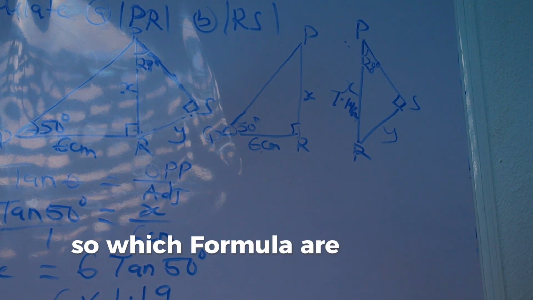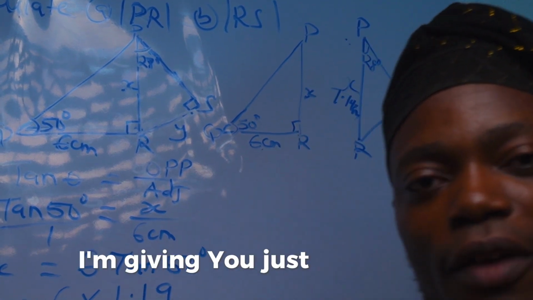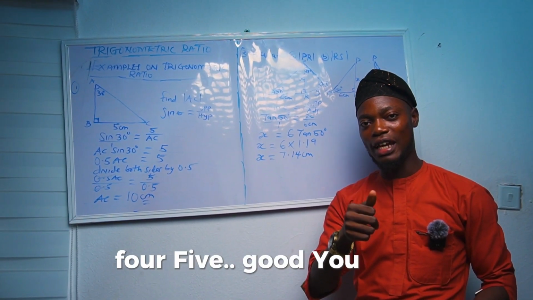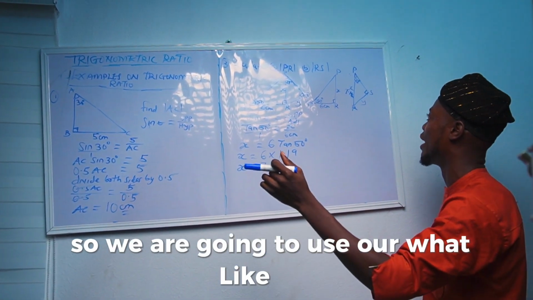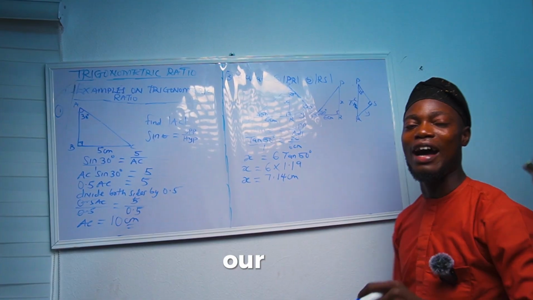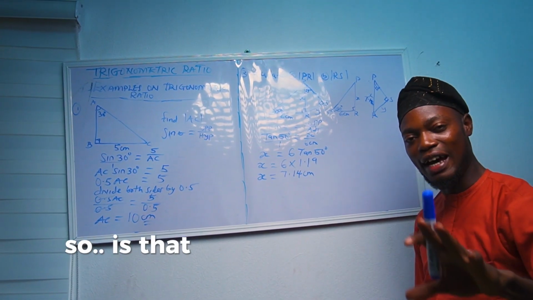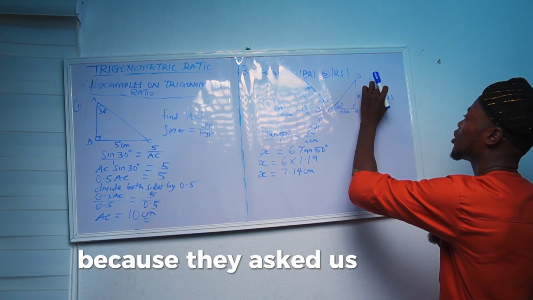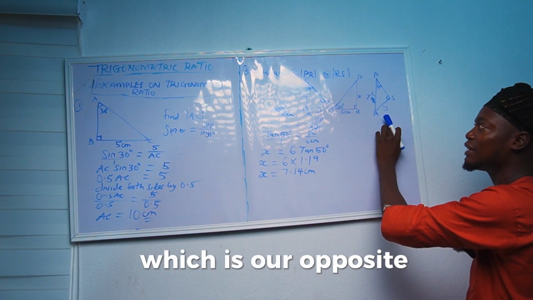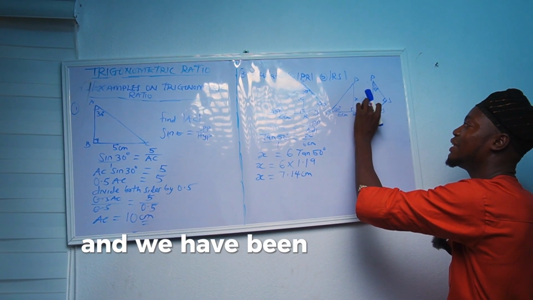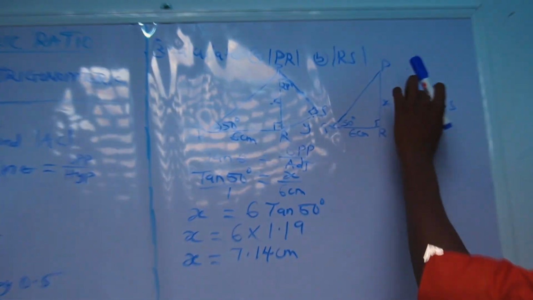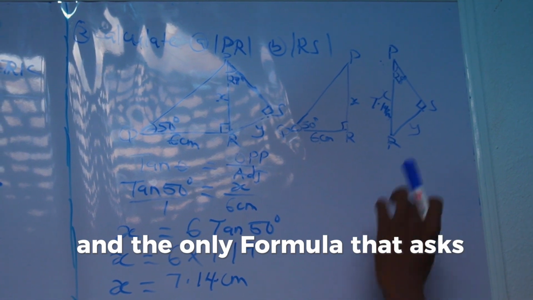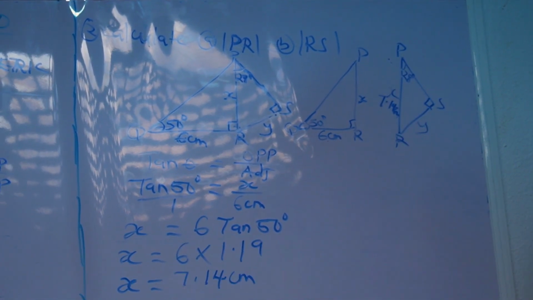So which formula are you going to use now? Can you tell me? I'm giving you just 5 seconds. 1, 2, 3, 4, 5. Good, you get it. So we are going to use our SOH. Why are we using SOH? Because they ask us to find y, which is our opposite, and we have calculated our x, which is our hypotenuse. Are you getting me? And the only formula that has both opposite and hypotenuse is what?